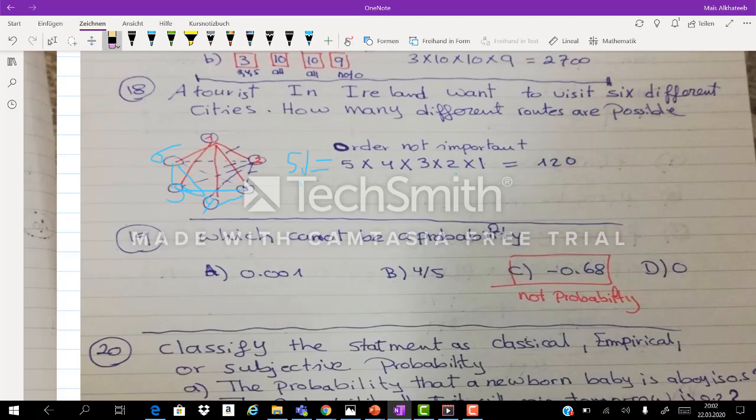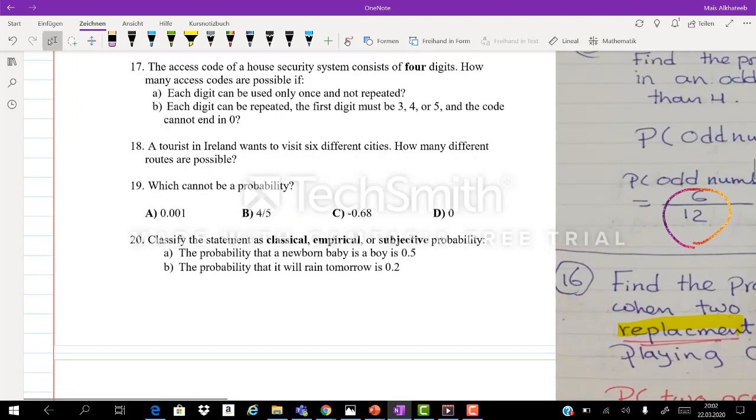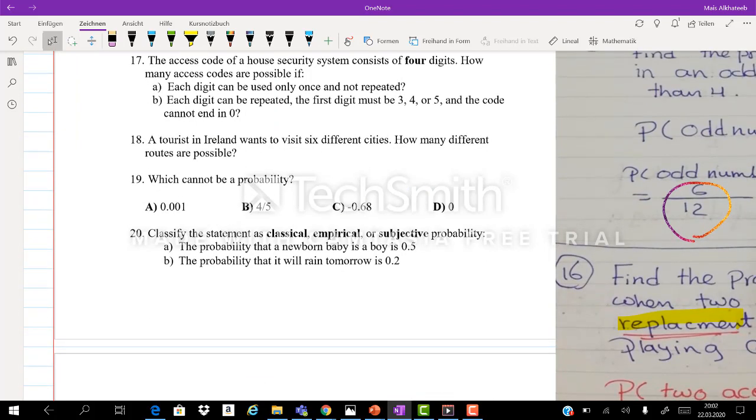Now we go to chapter 20, question 20, sorry. Classify the statement as empirical, classical, subjective, or probability. Classical is N(E) over N(S), the number of elements in E over the number of elements in S. Empirical is F over N, and subjective is a guess.